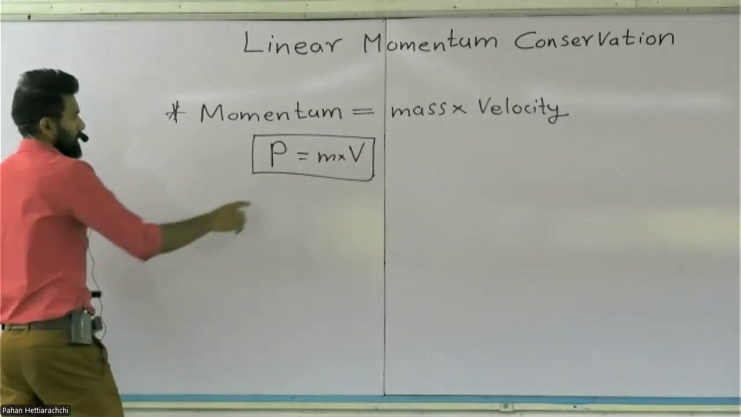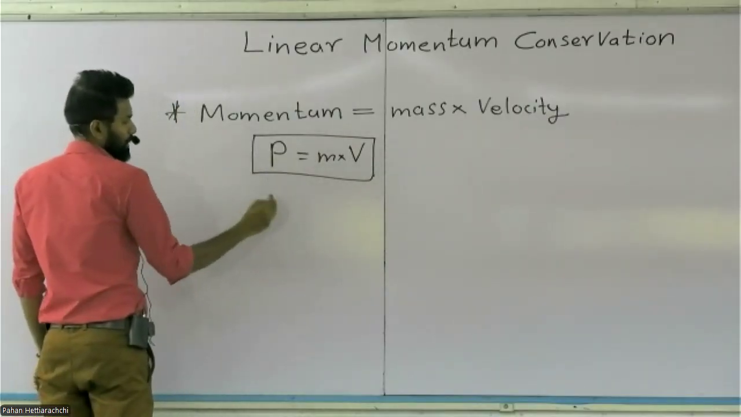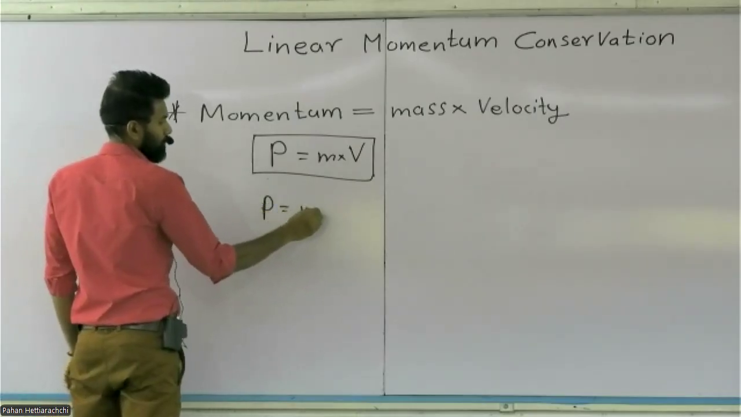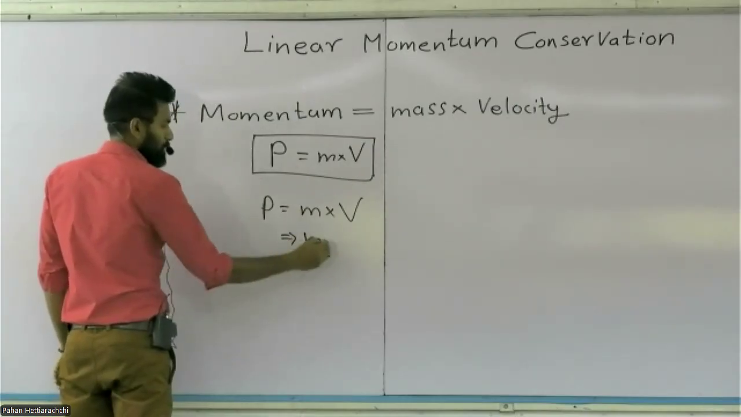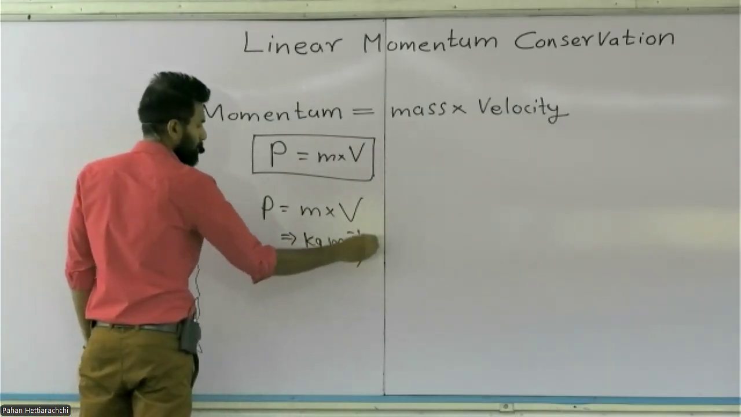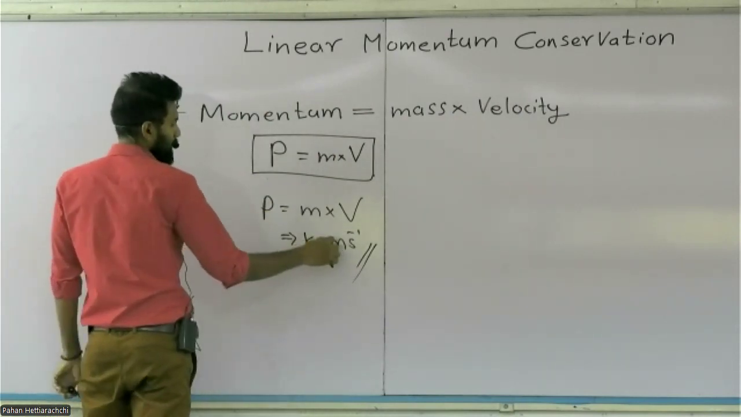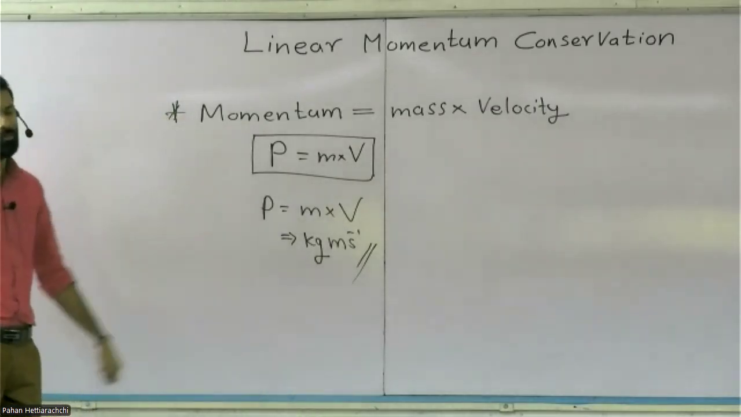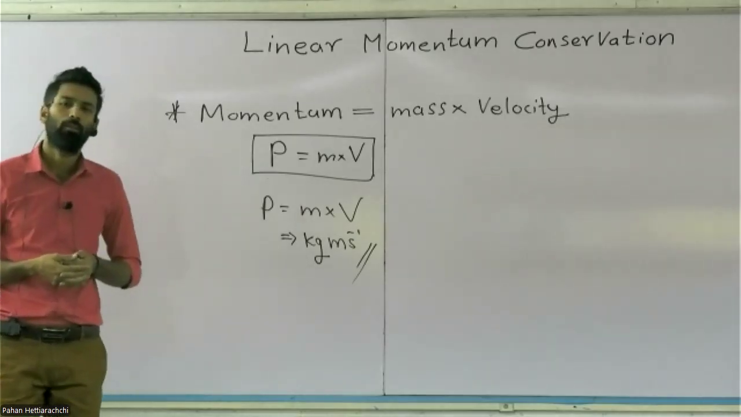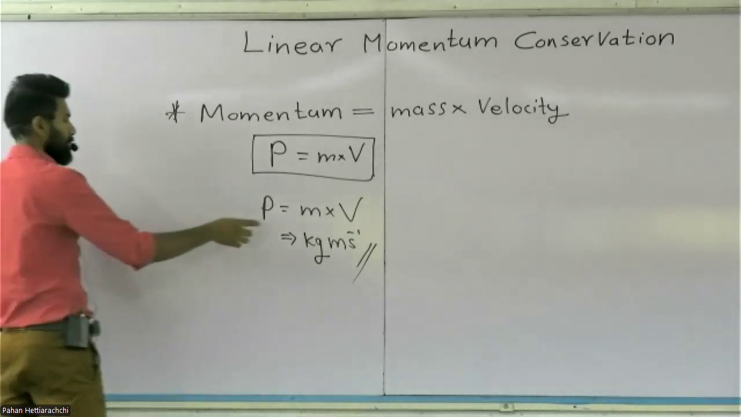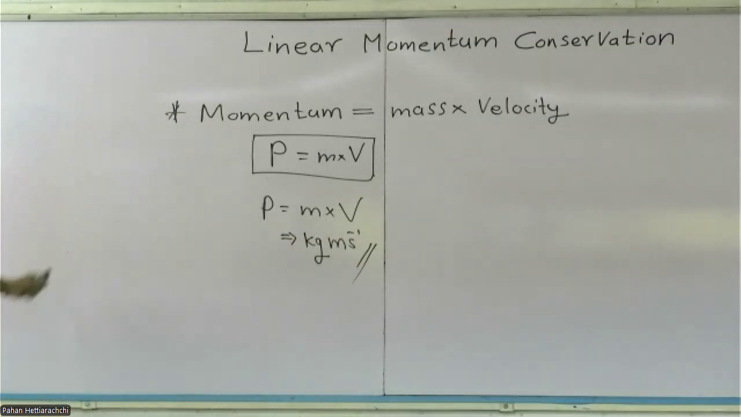Can you give me the SI units of momentum? As momentum is equal to mass into velocity, here mass is measured in kilograms and velocity in meters per second. So momentum will have the SI unit kg meters per second. Write down that also.